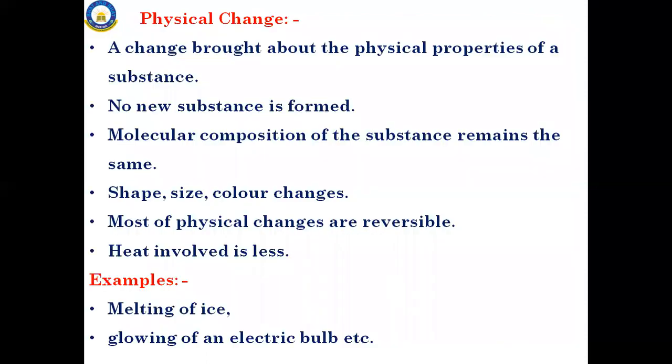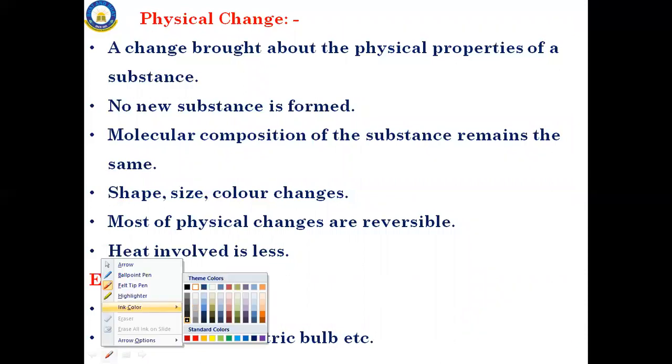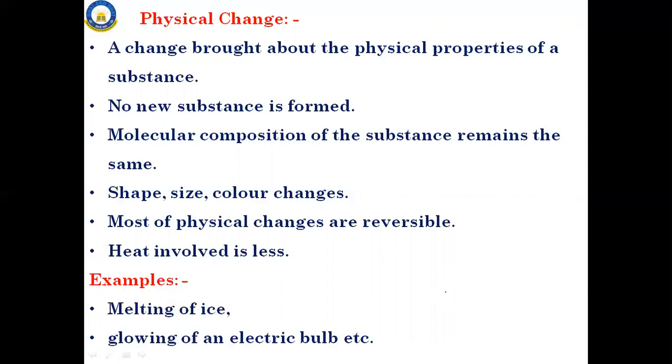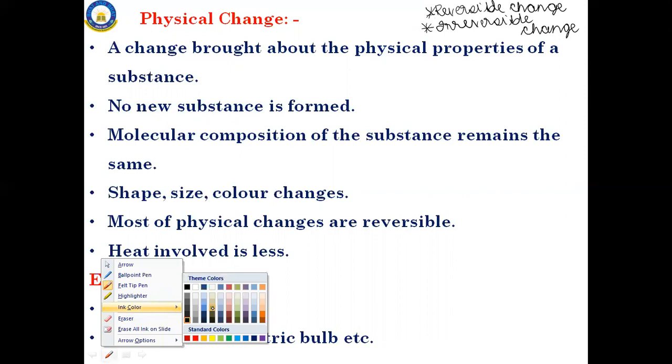Next, the kinds of changes that we have to deal with are called physical change and chemical change. Till now we had learned two kinds of changes. What were those two kinds? One we call reversible change, and the second one irreversible change. But from now on we will be studying two different kinds of changes.